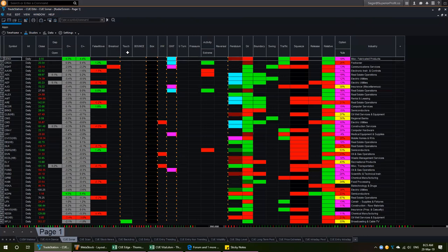We can use the touch column to see if price is at support or resistance memory lines, memory trend lines. We can use the pressure column to see which stocks are going up or down with heavy pressure. Pressure is a combination of volume and displacement. And U-turn indicates bullish pressure followed by bearish pressure or vice versa.